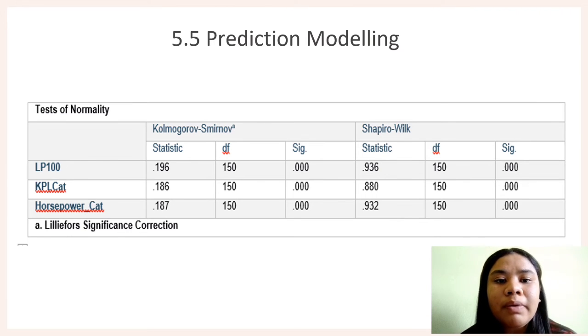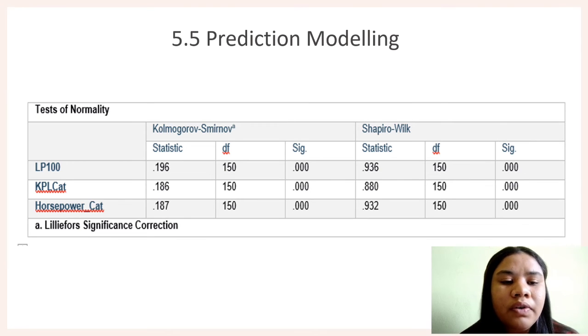Today, I would like to talk about the prediction modeling. We have three tests of normality. For Kolmogorov-Smirnov, LP100 has a statistic of 196, DF 150, significance 00. Second, KPL cat has a statistic of 186, DF 150, significance 00. Third, horsepower cat has a statistic of 187, DF 150 and significance 00.